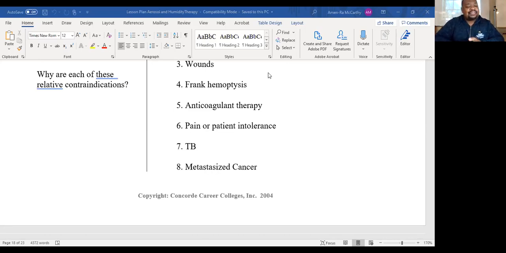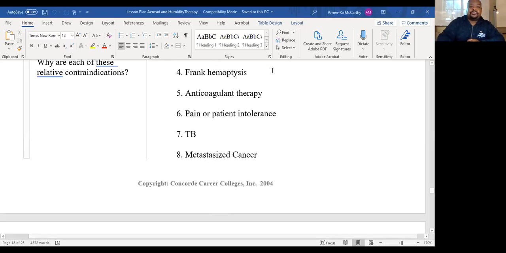And then metastasized cancer, right? If they have cancer, like lung cancer, and it's spreading, you don't want to hit on that, because you're just helping the spread of the cancer. Metastasized means spread. When somebody has metastasized cancer, that means a cancer that started in one spot but spread to another. It metastasized to another. You guys have to make sure you're strong on those vocabulary words.